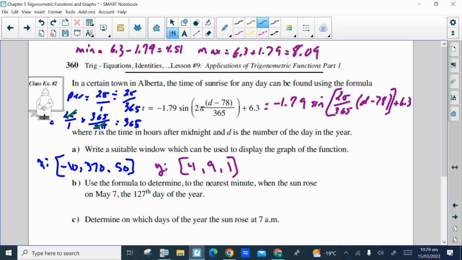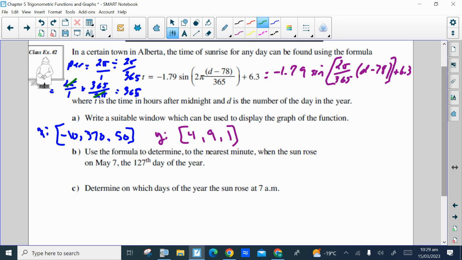Use the formula to determine to the nearest minute when the sun rose on May 7th, which is the 127th day of the year. So using the formula, t the time would be negative 1.79 times the sine of 2 pi over 365 times 127 take away 78, plus 6.3.